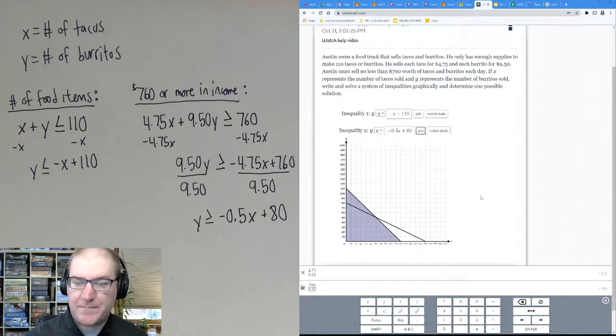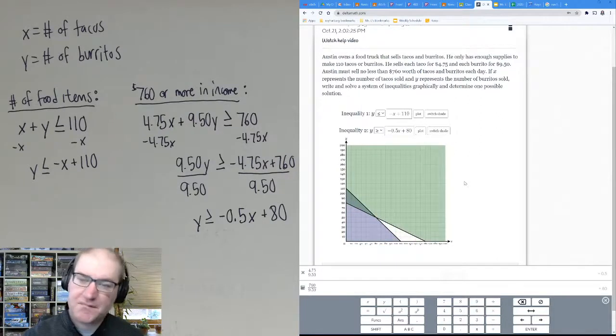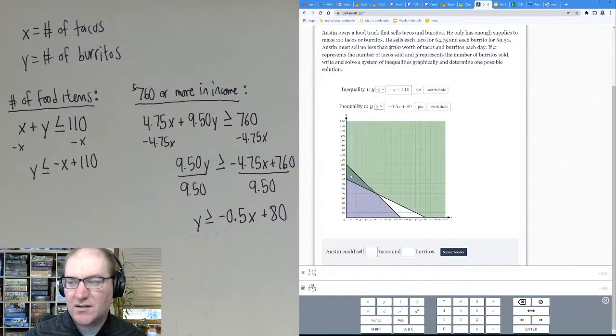Plot that. And he needs to make a lot of money, right? If he makes $1 million, that's fine. That's good. So let's shade up above, where the numbers are bigger. If he makes $0 from each, that's bad. So we want to make sure we're not shading below like that; we're shading above like that. So you can see this graph has a little tiny sweet spot here. There's not too many solutions that meet both conditions, right? He can't sell more than 110 tacos and burritos, and he wants to make at least $760.